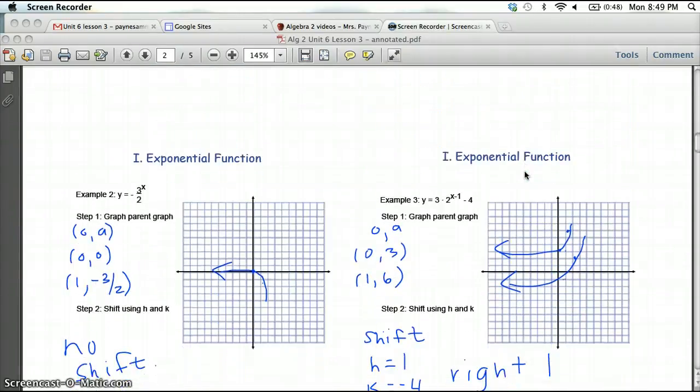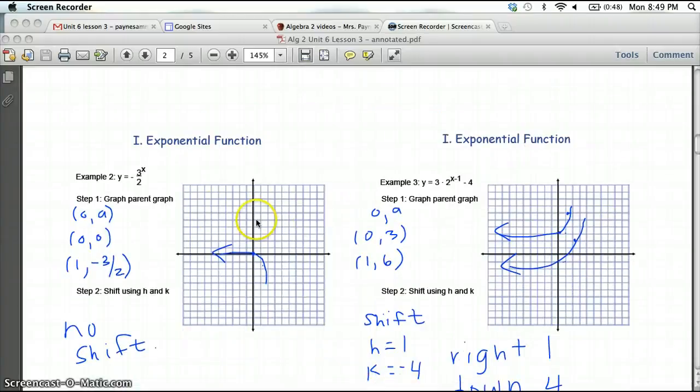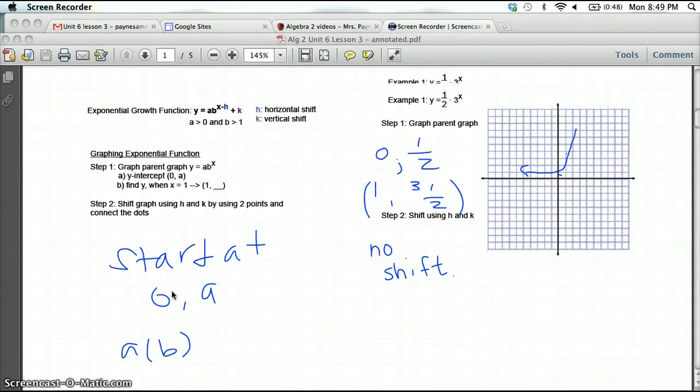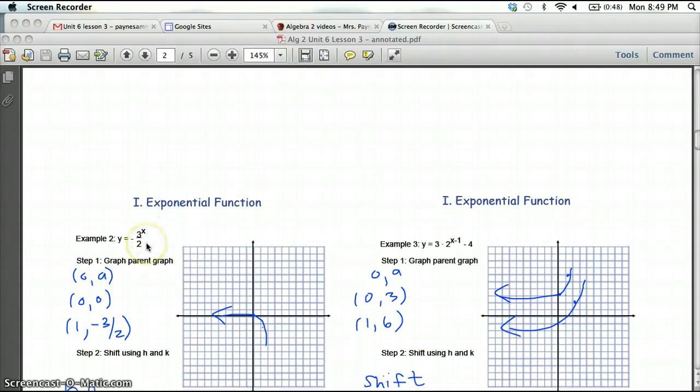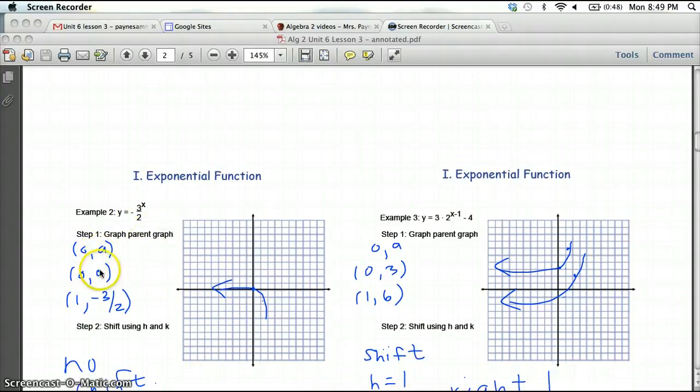So let's go to example 2. Now again, you can't shift example 2 because you need h and k. Now we don't have h or k because our h is on our exponent and k. So we actually don't even have an h here, and we don't have a k. So we actually have a b, it's negative 3/2, but we don't have a k, so we can't shift this. So we start at 0, a, and it's 0, 0, because we actually don't have an a, because negative 3/2 to the x is actually our b.